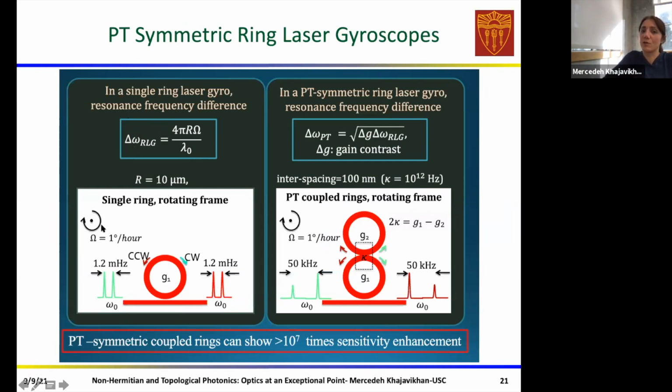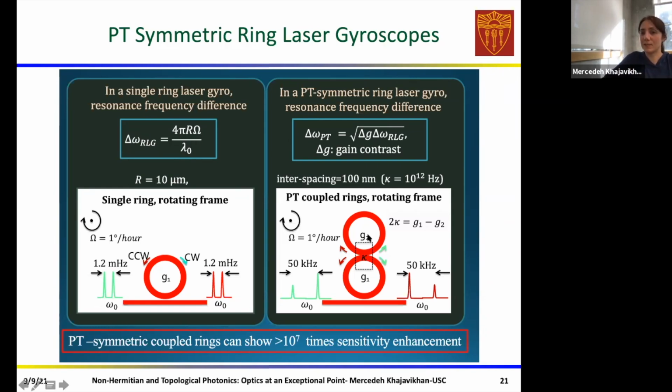So if now you put this ring laser gyroscope in a rotating frame where the gyration speed is 1 degree per hour, based on this formula that you have for the separation between the frequencies due to this gyration speed, you can see that it is always proportional to the size of this resonator, and so it becomes smaller when you go with a smaller ring. For this particular example, with these numbers that we put, you get 1.2 millihertz separation between the two frequencies.